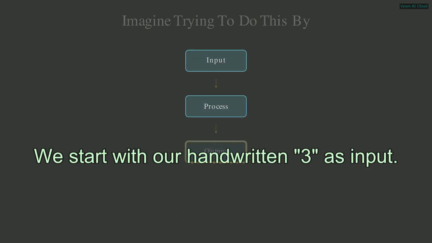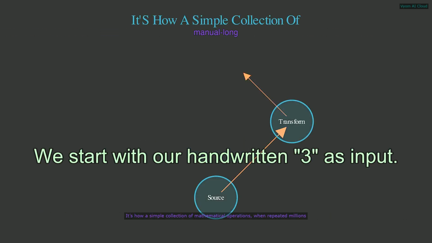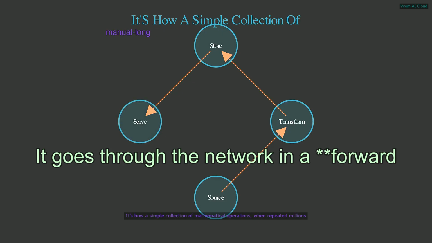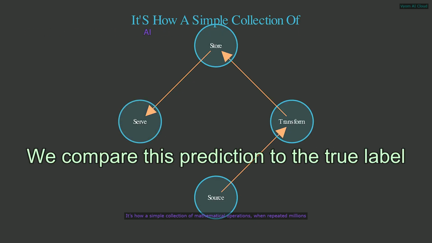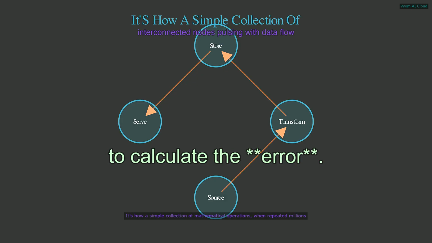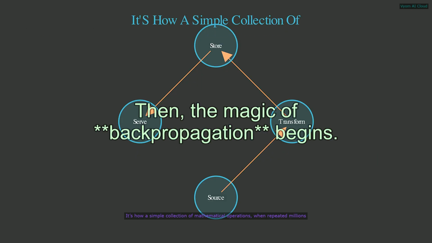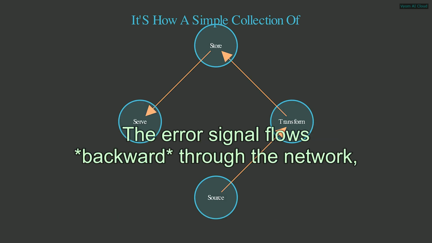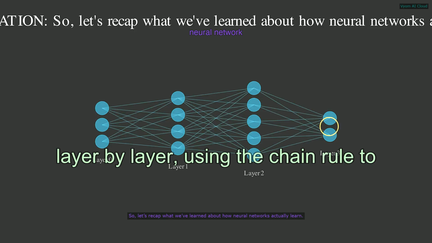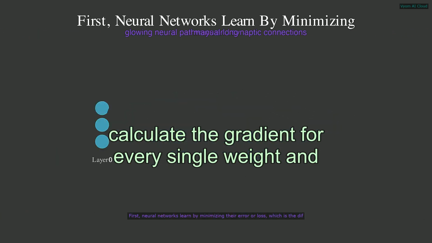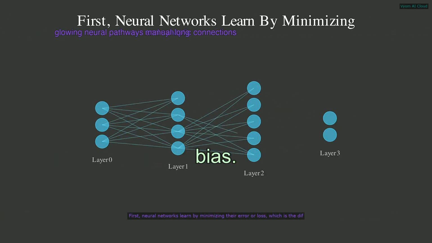We start with our handwritten 3 as input. It goes through the network in a forward pass to produce a prediction. We compare this prediction to the true label to calculate the error. Then, the magic of backpropagation begins. The error signal flows backward through the network, layer by layer, using the chain rule to calculate the gradient for every single weight and bias.